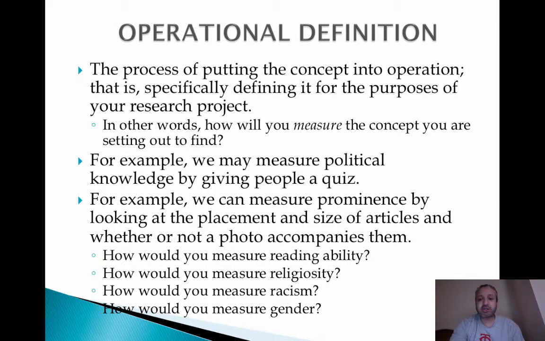Think about how you would measure racism or religiosity. We've already talked about religiosity. Reading ability, there you might just give a test. Gender is the easiest, right? You just ask people a question. How are you going to operationally define gender? I will include a question in my questionnaire that asks people to identify their gender as either male or female. You would maybe say male, female, or transgender, or something like that. So you could just ask a question in your survey or in your questionnaire to measure gender. That's a very straightforward concept, a very straightforward variable to measure.